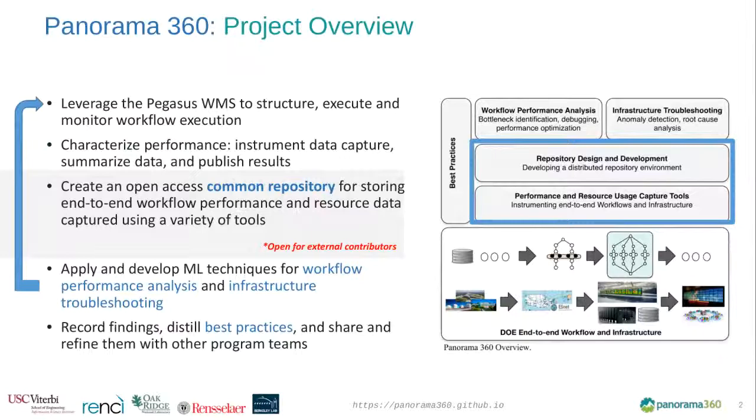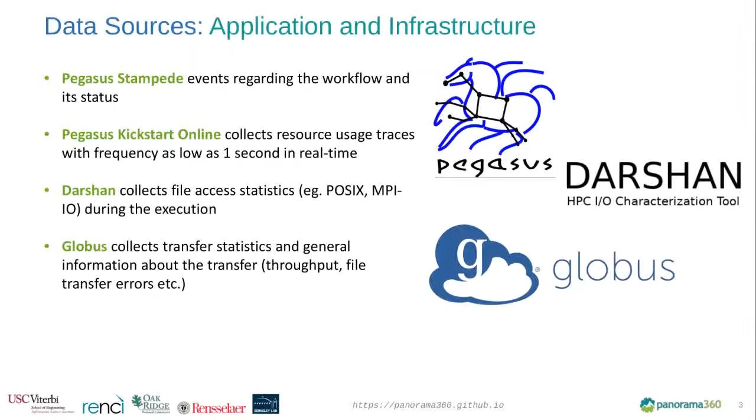So, some disclaimers here before I continue. This branch is experimental, and all our work that we're doing is contained within the Panorama branch of Pegasus. And right now, only the Stampede functionality for publishing data has found its way to the main master Pegasus branch.